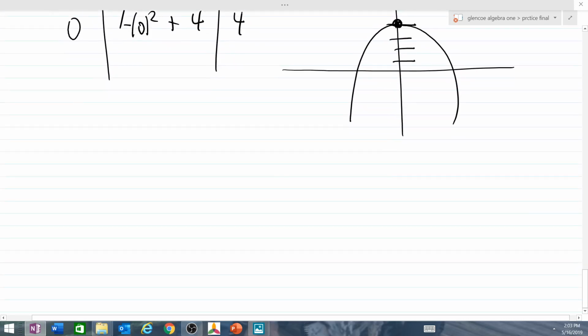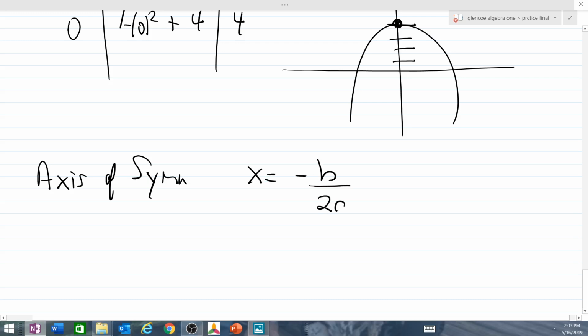Does anyone have a question? Okay, the axis of symmetry. The axis of symmetry is found by using x equals negative b over 2a.